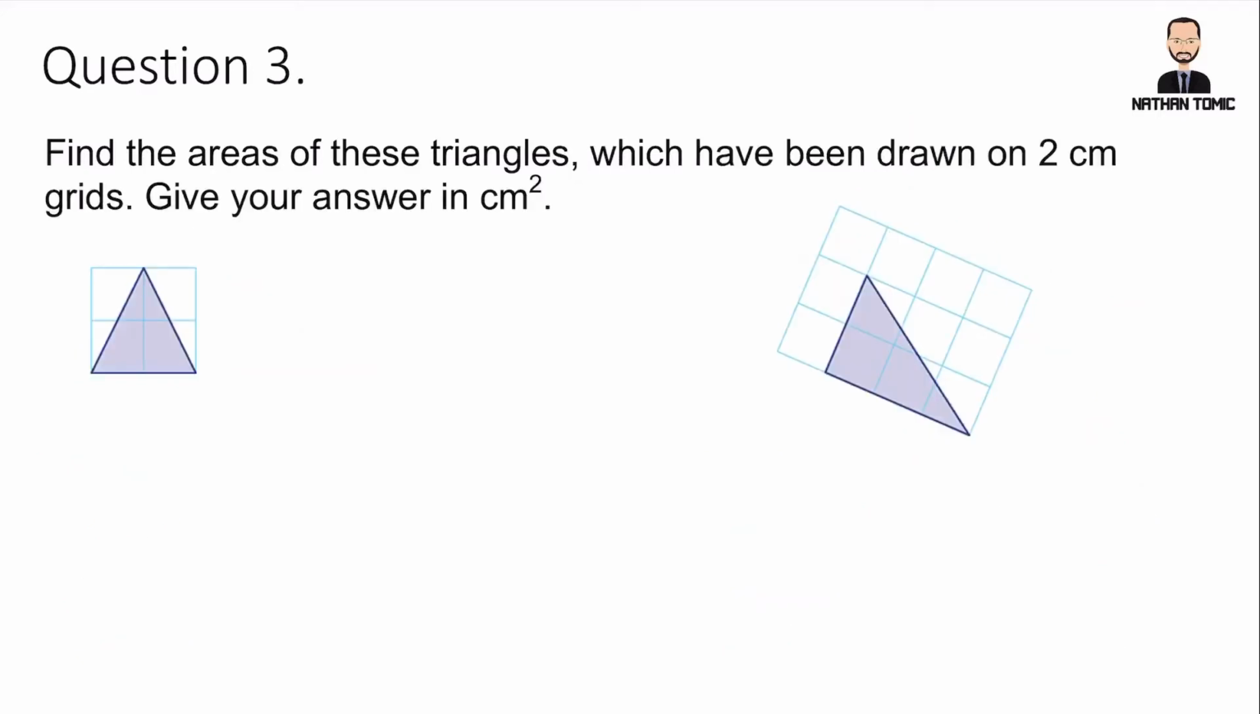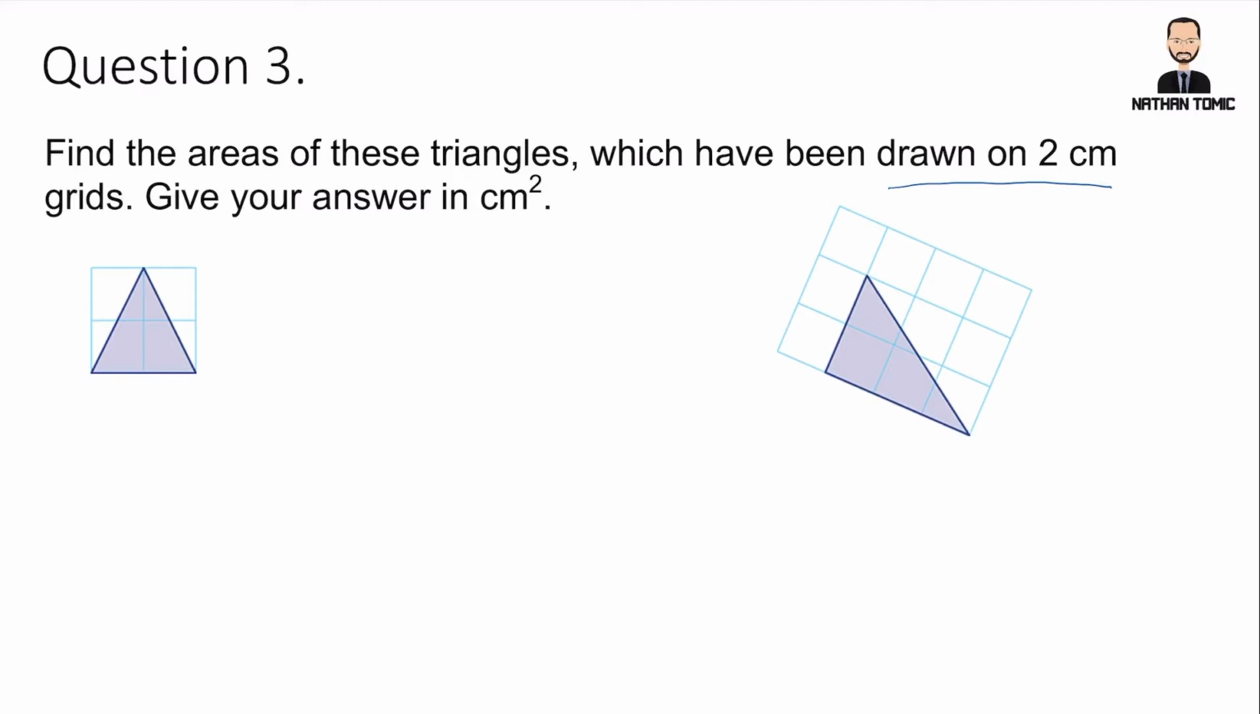Question 3, find the areas of these triangles which have been drawn on 2 centimeter grids. Give your answers in centimeters cubed. So at first glance you might go, I can't solve these, I don't have measurements. But this drawn on 2 centimeter grid, is the critical part. So each of these blue squares that we can see here is equal to 2 centimeters in length.